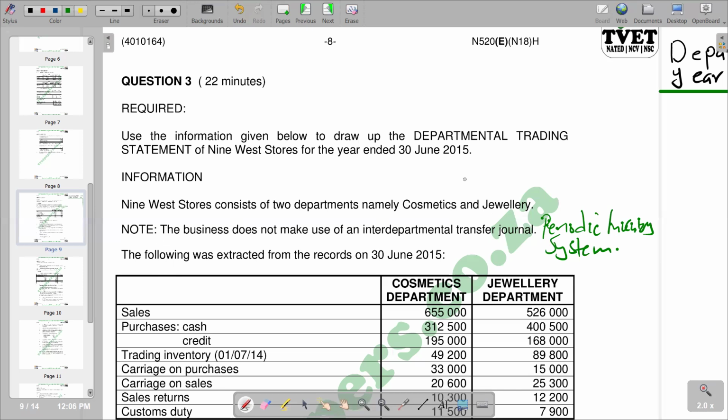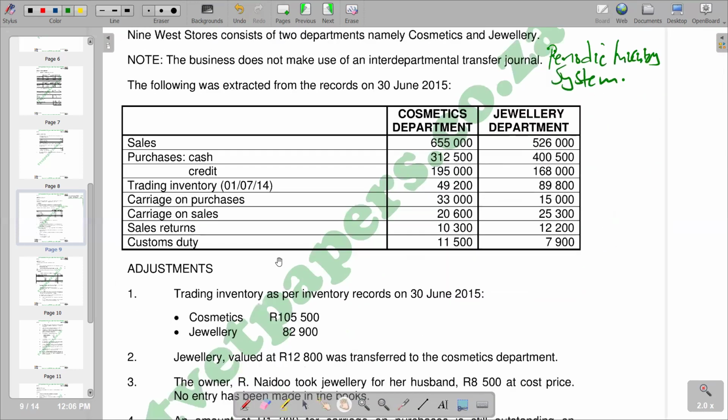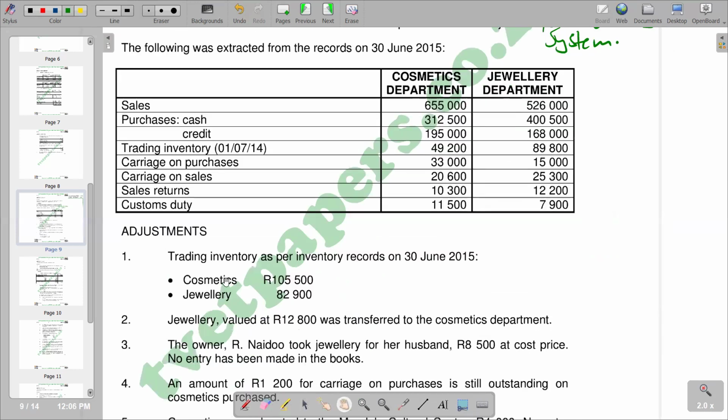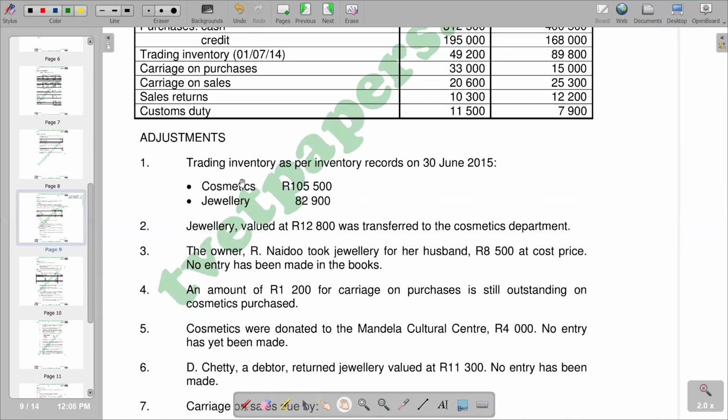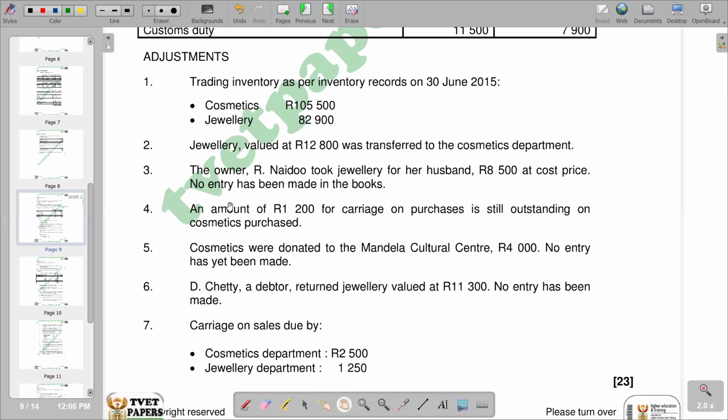So we're given a column for the cosmetic department, and a column for the jewelry department. We've got a list of balances that you need to go through before you start to answer the question. And then we're given the adjustments, ranging from adjustment number 1 to adjustment number 7, which you also need to go through before you start. And you see that our question has 23 marks. So let's just take note of that.